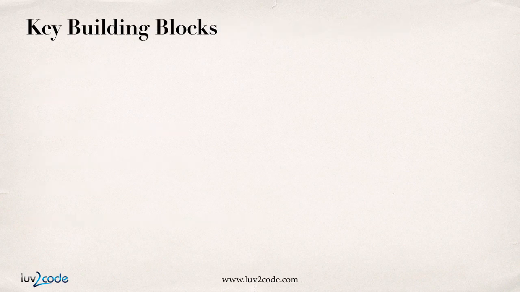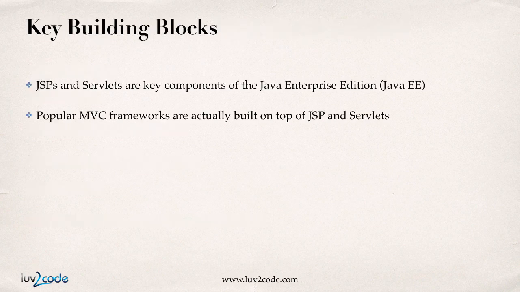JSP and servlets are the key components of the Java Enterprise Edition. They're the most popular pieces of technology, and I always like to say they're the bread and butter because a lot of popular MVC frameworks actually use JSP and servlets. So for example, Spring, JSF, and Struts, they all use JSP and servlets at the low level.